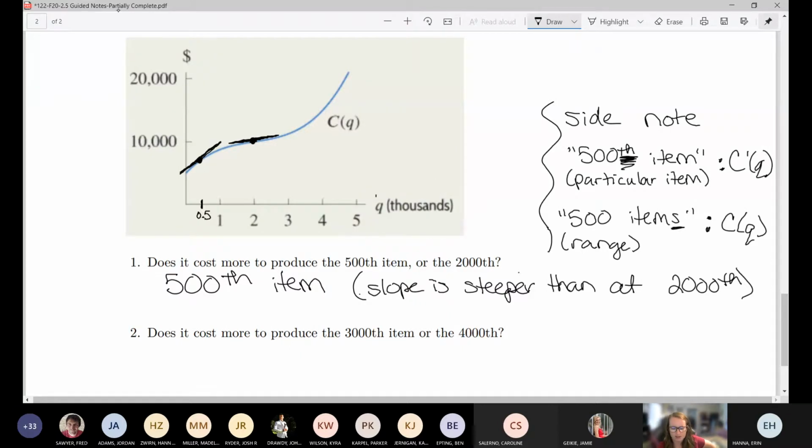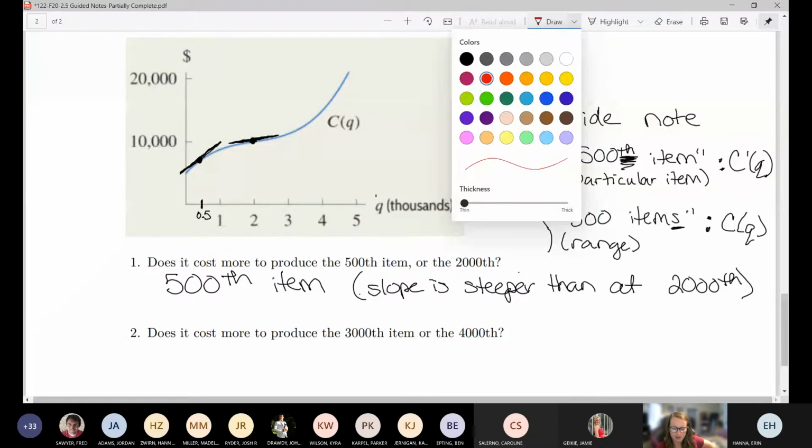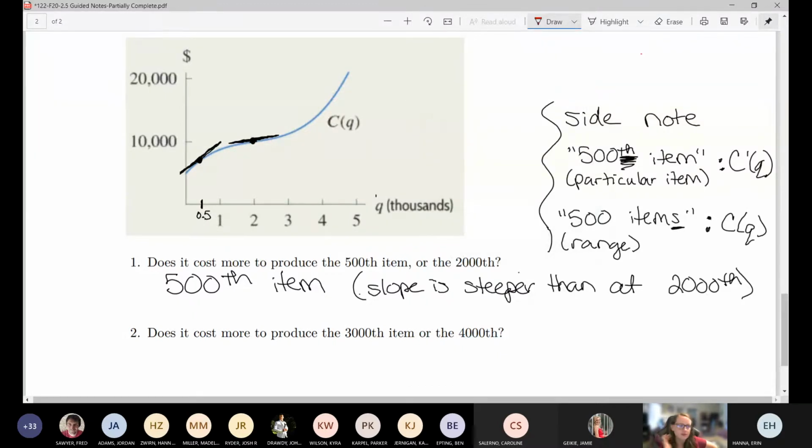And then I want to ask that same kind of question. Let me do it in a different color. For the 3000th versus the 4000th item. So again, technically I want to look at the slope at the 2999th and the 3999th. But that's essentially at 3 and essentially at 4 on this graph because of how the units are.